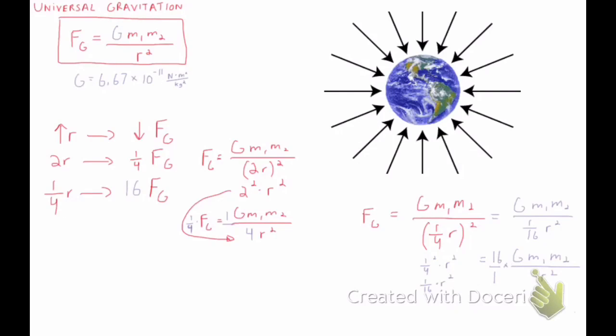Since there's 16 now on the right hand side of the equation, there must be 16 on the left hand side of the equation. So going back to what we said over here, if the radius is brought in by a factor of 1/4, what happens to the force? The force increases by a factor of 16. Again, we said that this is the inverse square law.